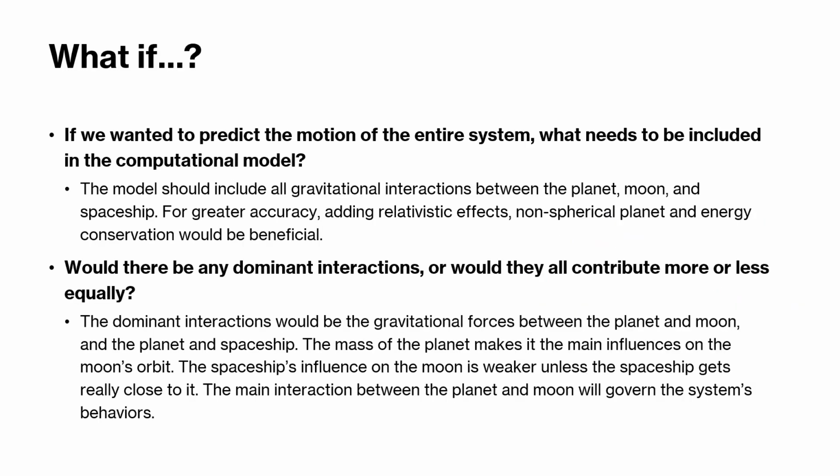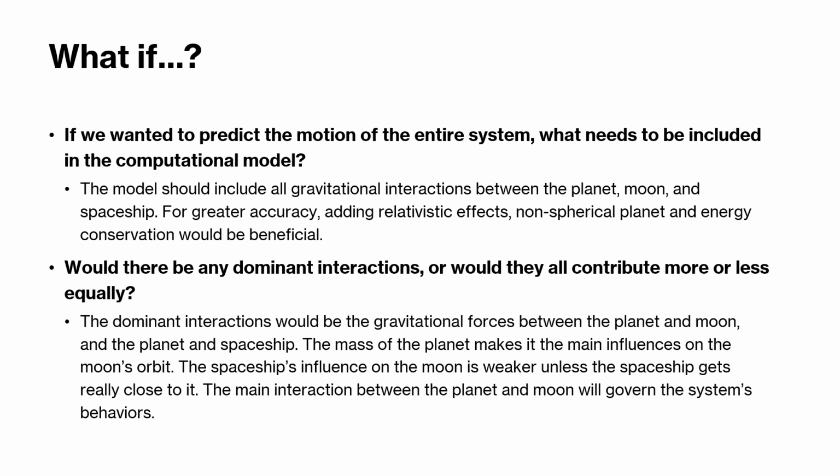So now, if we wanted to predict the motion of the entire system, what needs to be included? We need to include all the gravitational interactions of the planet, moon, and spaceship, and we also would probably be better off if we added relativistic effects, non-spherical planet data points, and of course energy conservation.